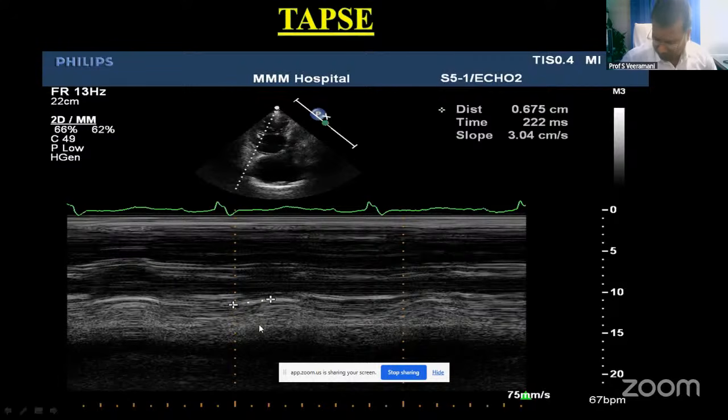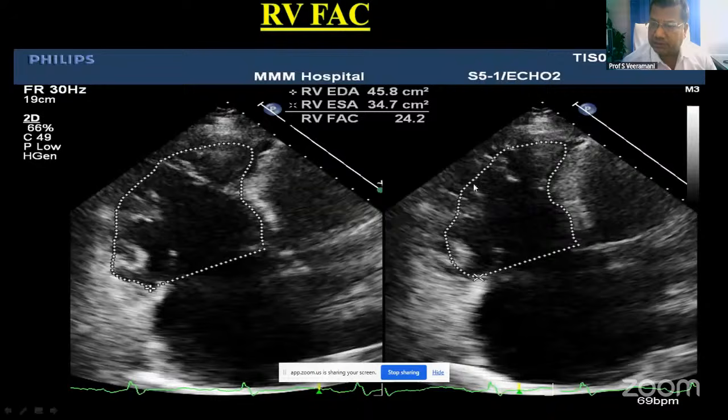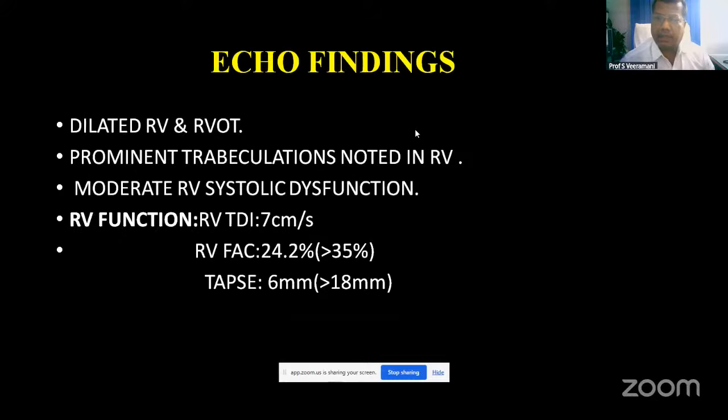Here the TAPSE is less than 1 centimeter, and the fractional area change is only 24.2. The echo findings: dilated RV and RVOT, prominent trabeculations noted in the RV, moderate RV systolic dysfunction, and the RV fractional area change is 24.2, where usually it should be more than 35. TAPSE is only 6 millimeter; usually it's more than 18 millimeter.